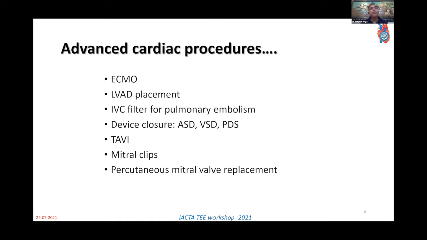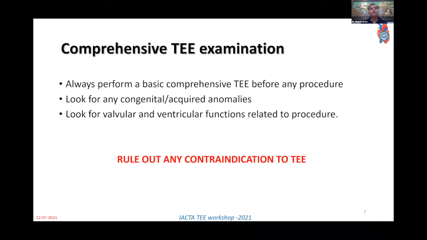Apart from these routine cannulations, there are certain advanced techniques that have been in practice now, like placement of ECMO cannulas, LVAD placement, IVC filters for pulmonary embolism, device closures of ASD, VSD, PDAs. TAVI is very popular nowadays, the mitral clips, percutaneous mitral valve replacement. All these procedures need proper device placement in the different chambers of the heart. And to have a good result, we need something or somebody to guide us that the procedure is successful.